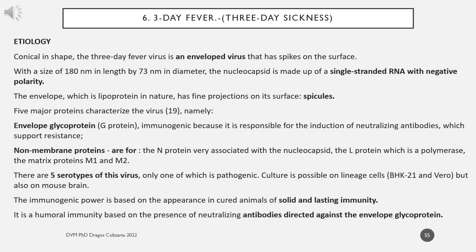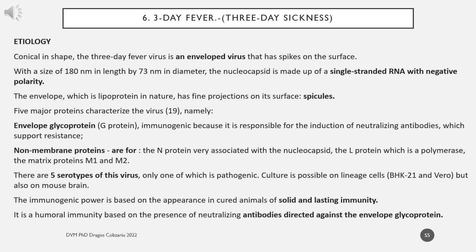Etiology. Conical in shape, the 3-day fever virus is an enveloped virus that has spikes on the surface. With a size of 180 nanometers in length by 73 nanometers in diameter, the nucleocapsid is made up of a single-stranded RNA with negative polarity. The envelope, which is lipoprotein in nature, has fine projections on its surface, spicules. 5 major proteins characterize the virus, namely the envelope glycoprotein, G protein, immunogenic because it is responsible for the induction of neutralizing antibodies, which support resistance.